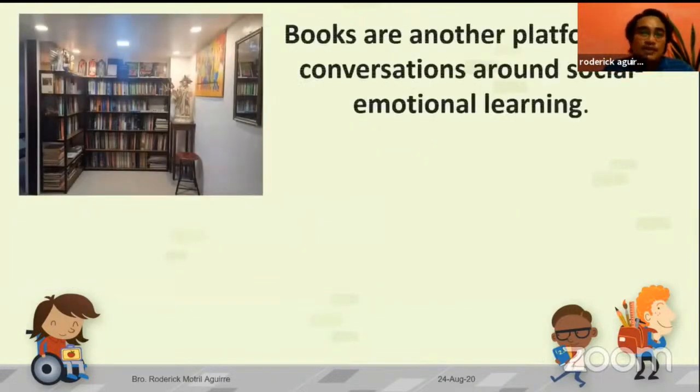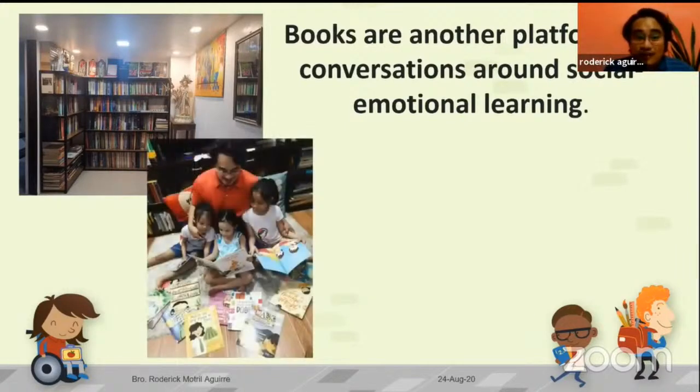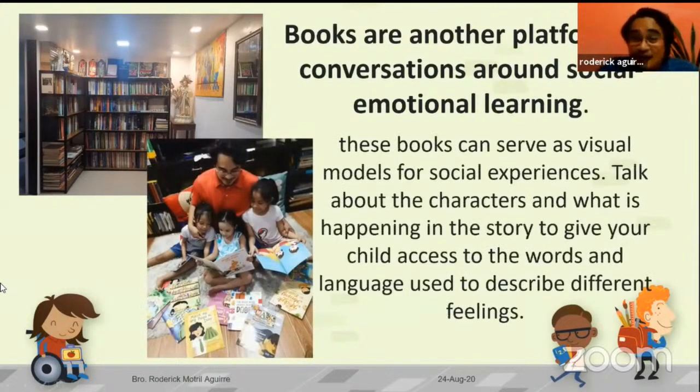Next would be, books are another platform for conversations around social emotions. So, ang ginawa ko sa bahay talaga, nagpagawa talaga ako ng study area where the books are displayed, the kids, the adult, the references. So this is our study area where the kids would look for the books, return the books, and so on and so forth. And then we have activities to read in my room. And eventually, they choose the books that they love. But then again, they're not yet readers. But the point is, they love the pictures.